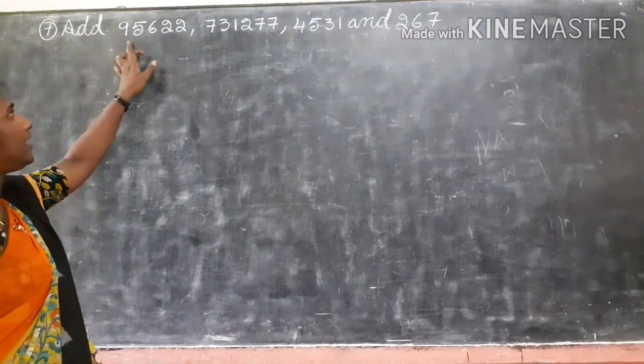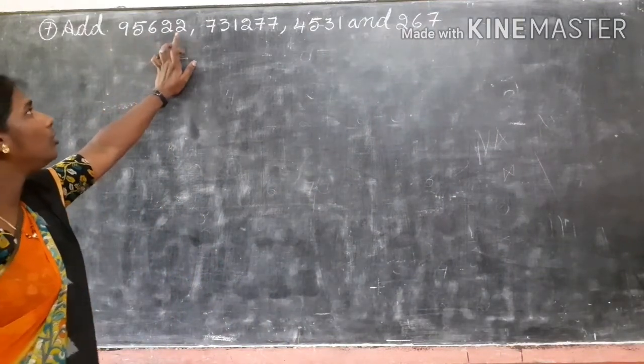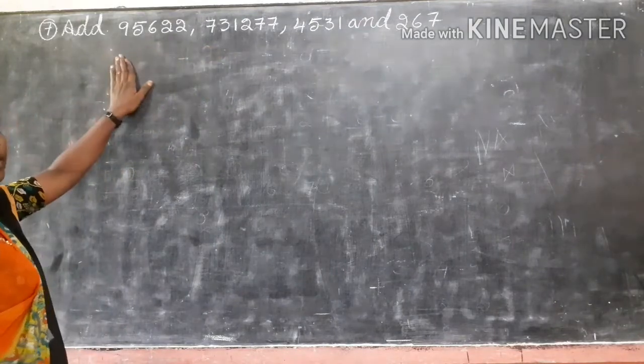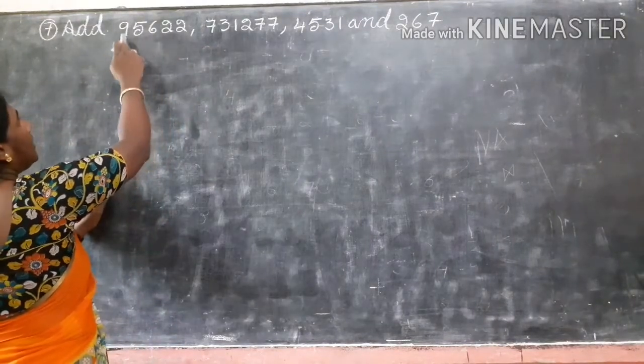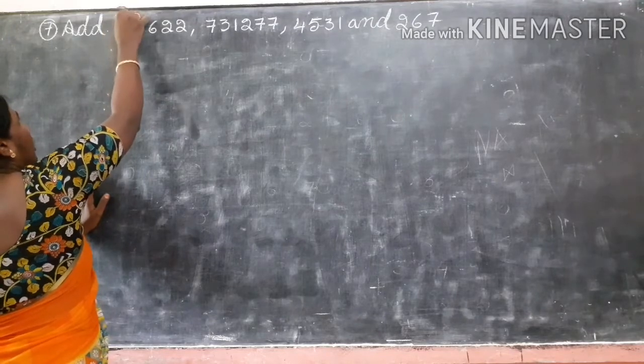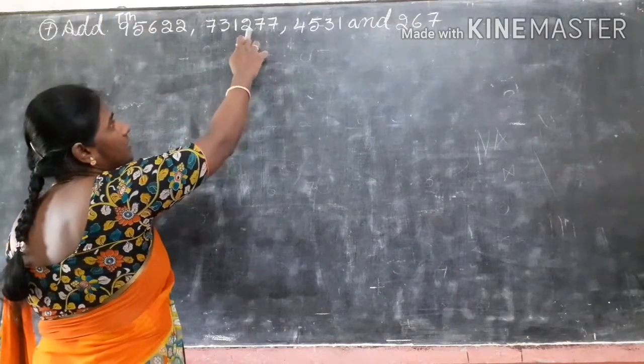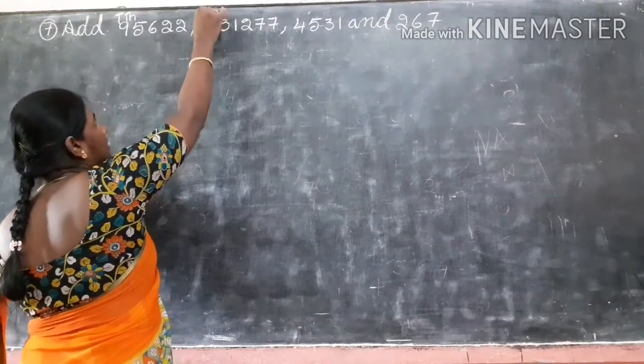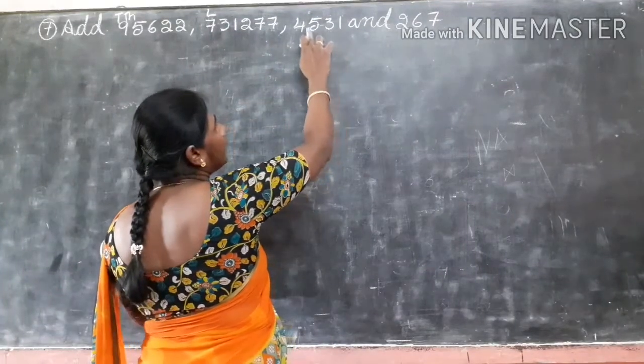Next, add 95,622. For this number, first we have to write the place values. Ones, tens, hundreds, thousands, 10,000s place, lakhs place.